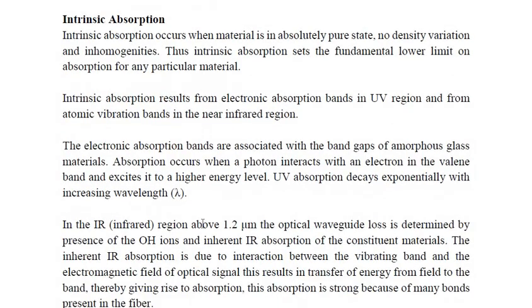Intrinsic absorption. Intrinsic absorption occurs when the material is in an absolutely pure state, with no density variation and inhomogeneity. This intrinsic absorption sets the fundamental lower limit on absorption for any particular material. Intrinsic absorption results from electronic absorption bands in the UV region and from atomic vibration bands in the near infrared region.